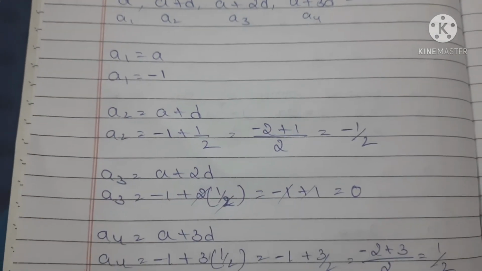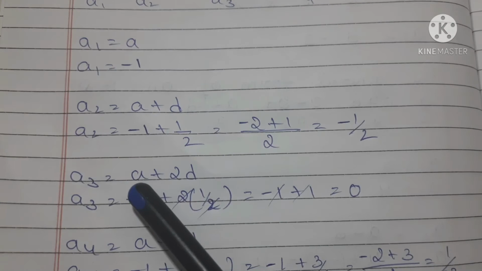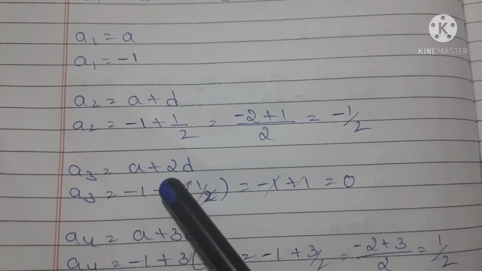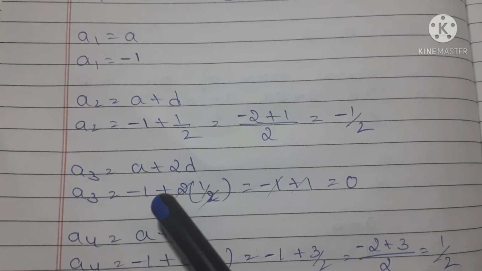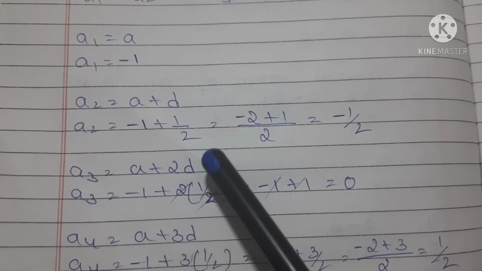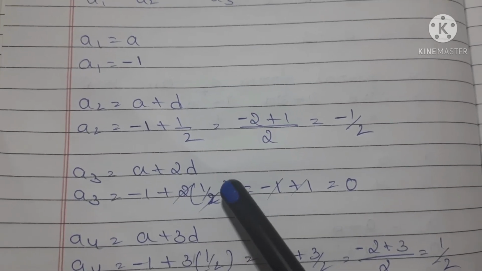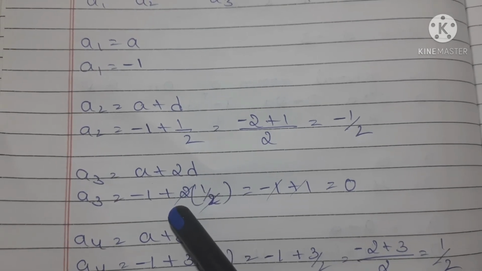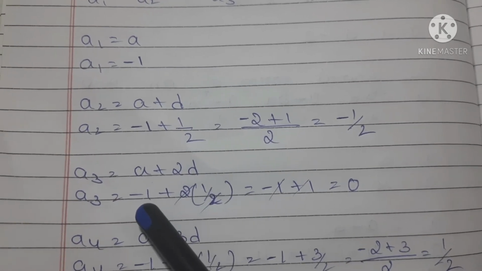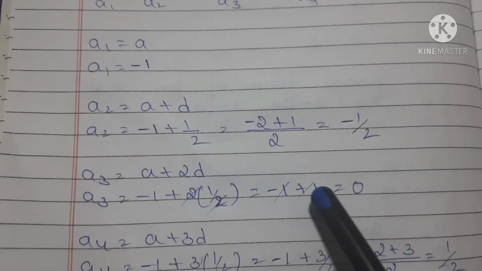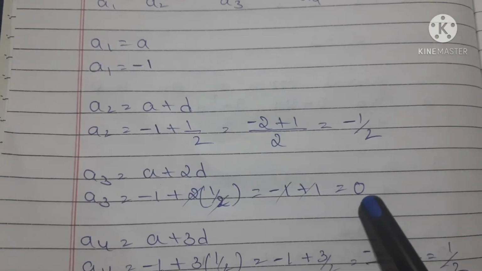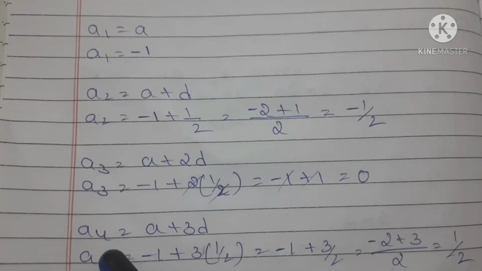Now a3. a3 is equal to a plus 2d. a3 is equal to a value minus 1 plus 2 into d value 1 by 2. Here 2 gets cancelled. Now what remains here? Minus 1 plus 1. Minus 1 plus 1 cancel. a3 value is 0.